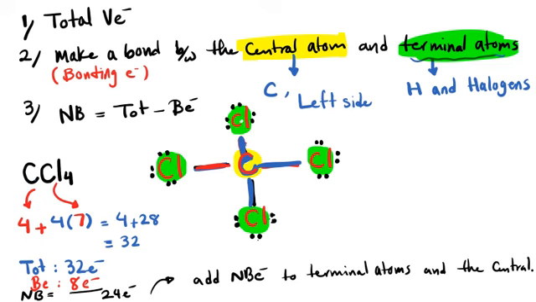Let me continue by working on another example. So let me work on NH3. We are going to draw the Lewis structure of NH3. First, I'm going to set up the total bonding and non-bonding electrons. I'm going to calculate that.